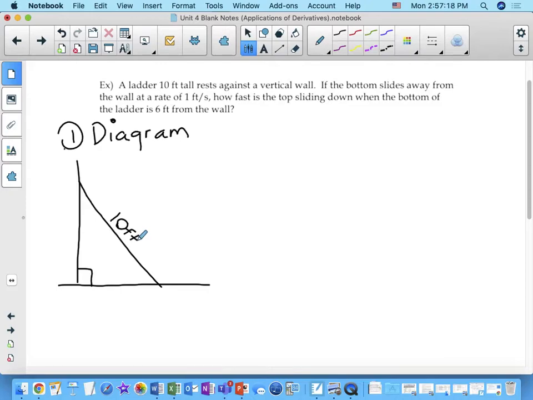Okay? And let's say that we call this horizontal distance x and this vertical distance y.